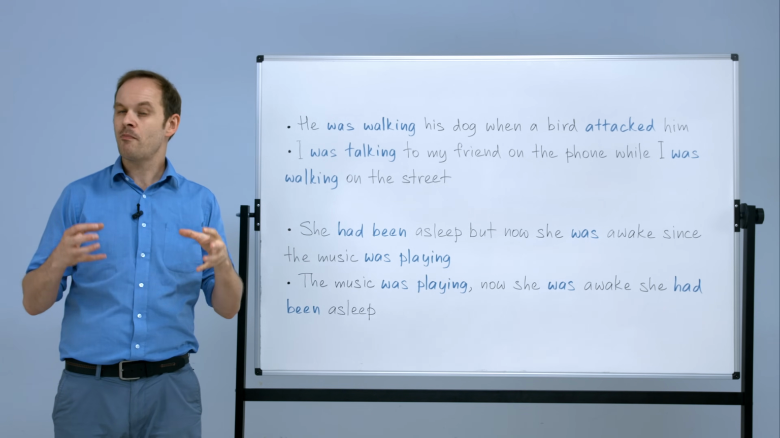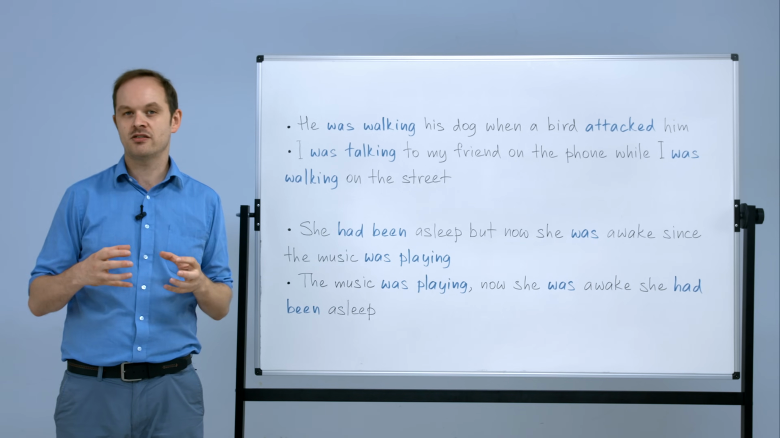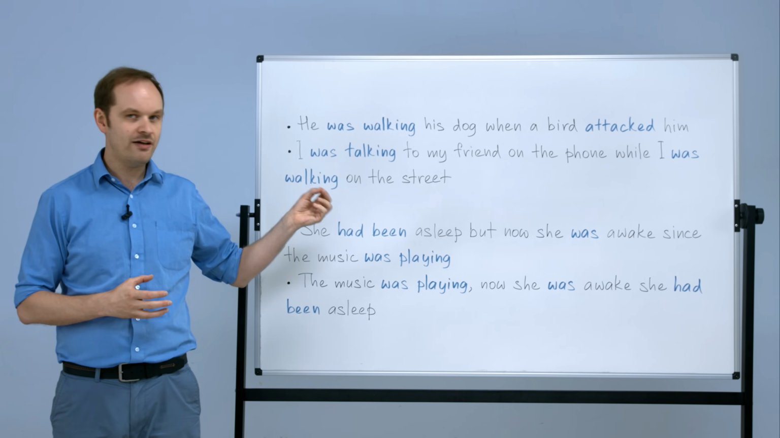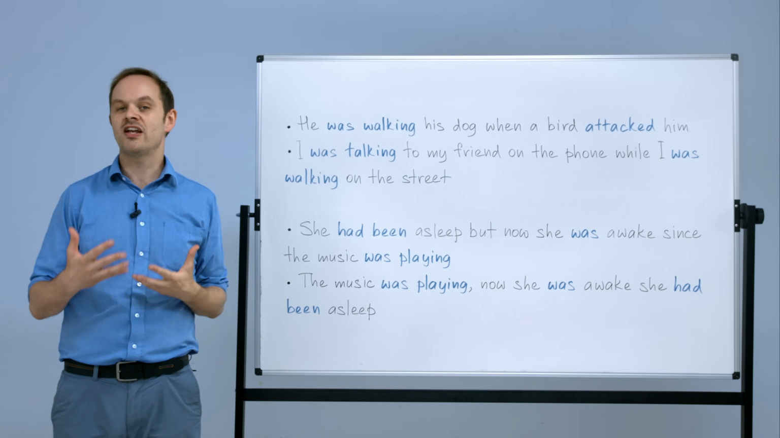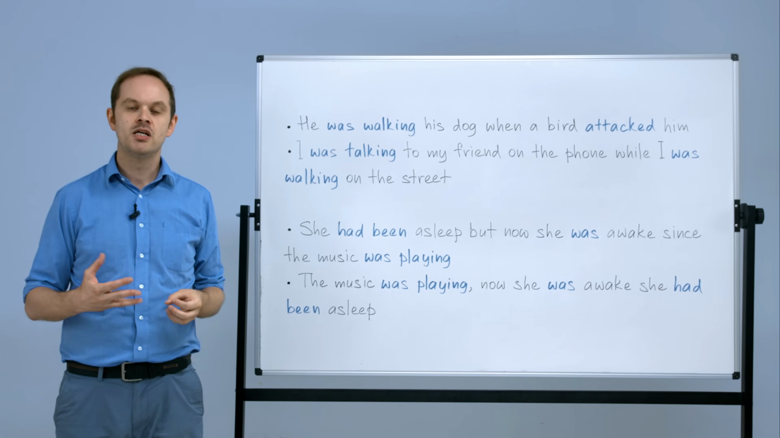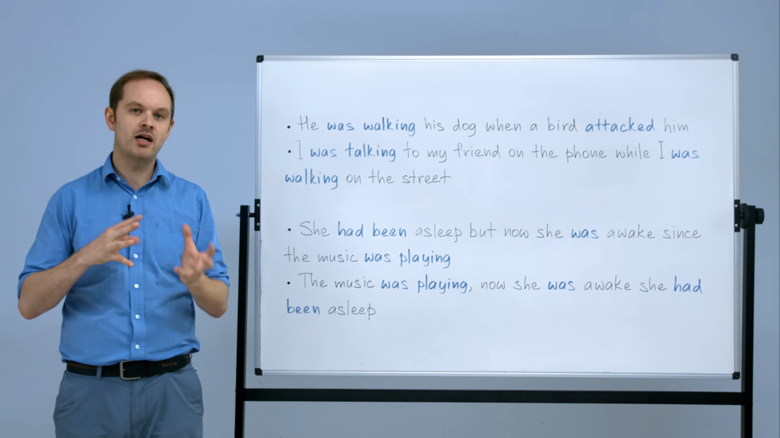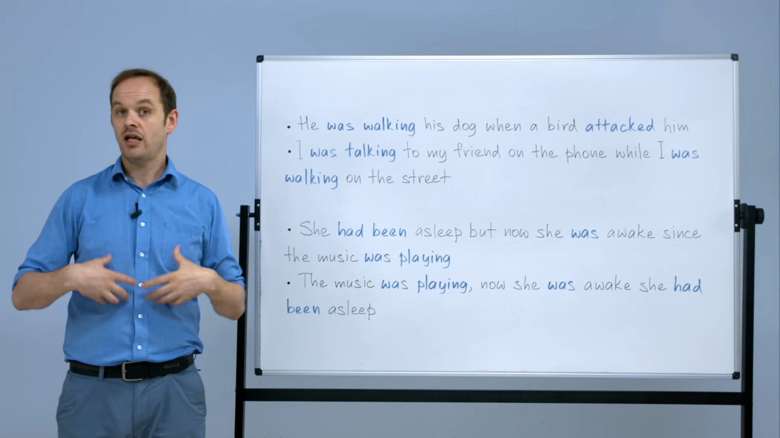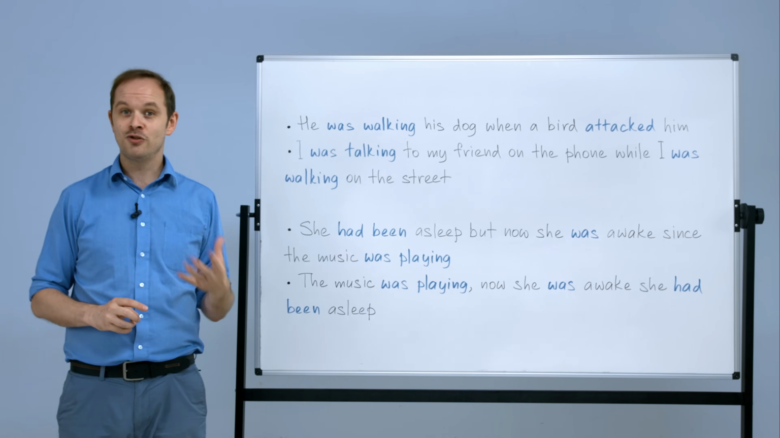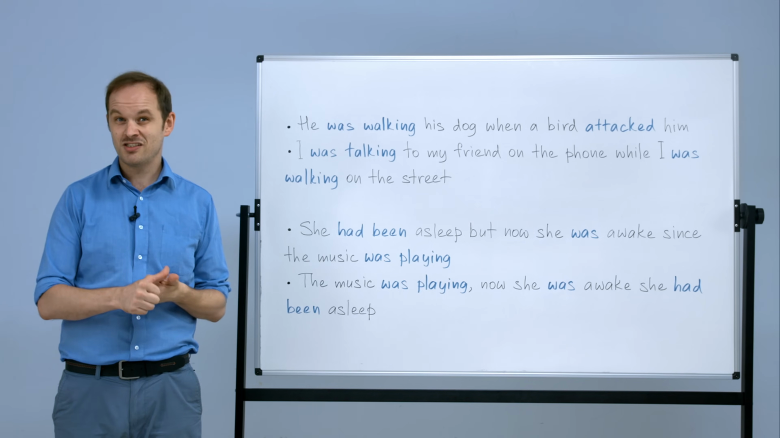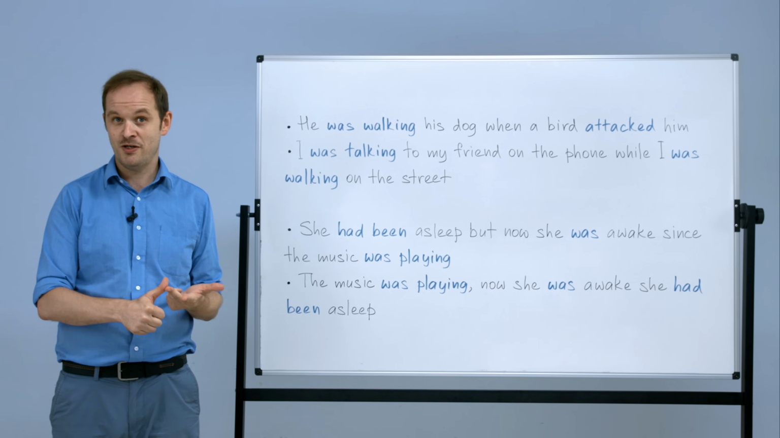Also, I was talking to my friend on the phone while I was walking on the street. So this time we've got past continuous working with the past continuous. As you can see, we haven't used when this time, we've used while, meaning we're describing 2 events happening at the same time. So when we do this, it's a good way of combining tenses with when and while included in your stories.